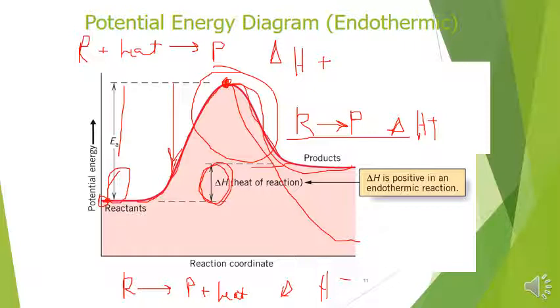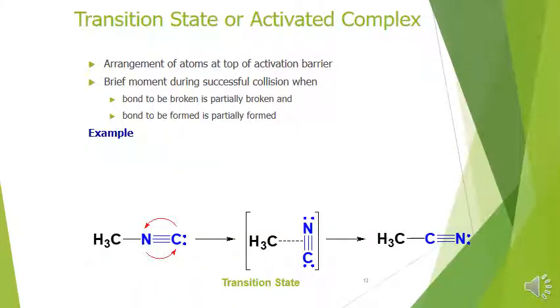All right. So by measuring the heat of reaction, you can't figure out the energy of activation, but you still need to do it. Okay, so what is needed to get over that barrier at the top there? Well, you need to make a transition state or activated complex.